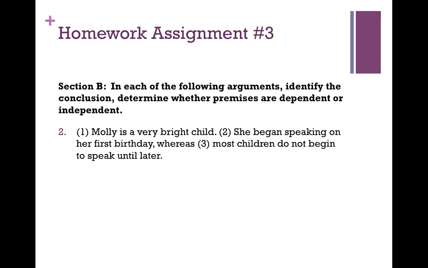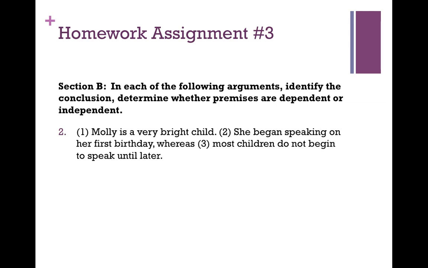And the big question we have to ask here is, are these premises dependent or independent? One way of testing that is we could look at whether or not the conclusion would be supported if we look at 2 and 3 independent of one another. So if we said, Molly began speaking on her first birthday, therefore she's a bright child. Well, if that's all the information we have, it's like, well, is that early or late?